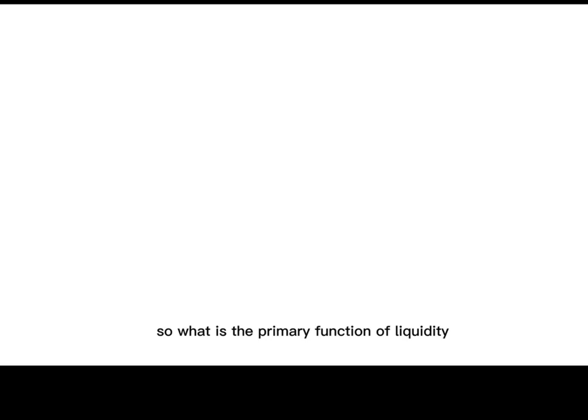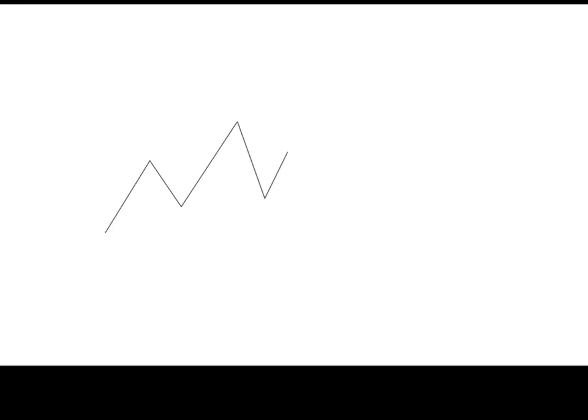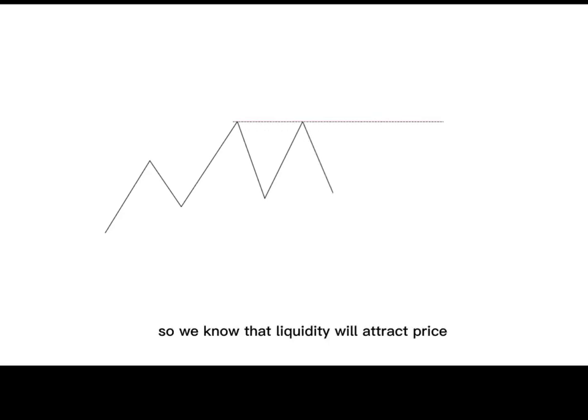So what is the primary function of liquidity? So we know that liquidity will attract price. In due time, this level will be absorbed. But what happens next? Price can always continue above and completely continue with the trend, or price can reverse and come back into the range. And what does that reverse indicate? That indicates a trap, a stop hunt.